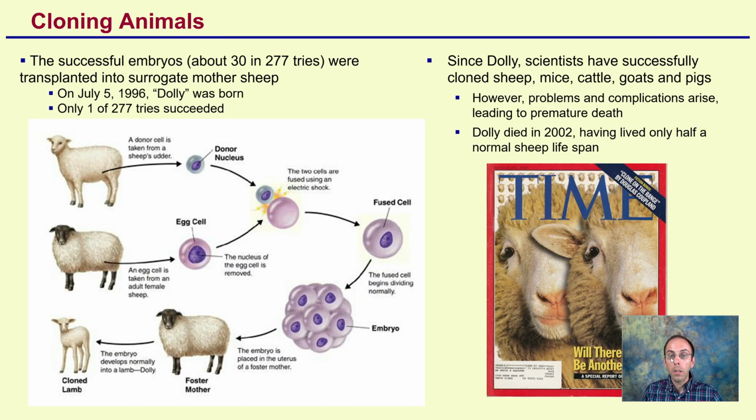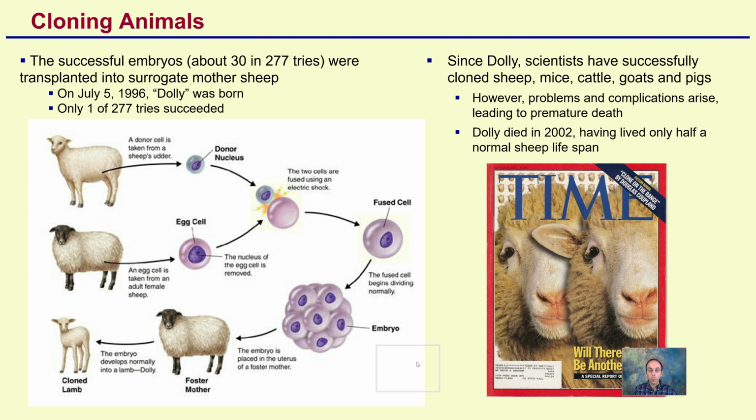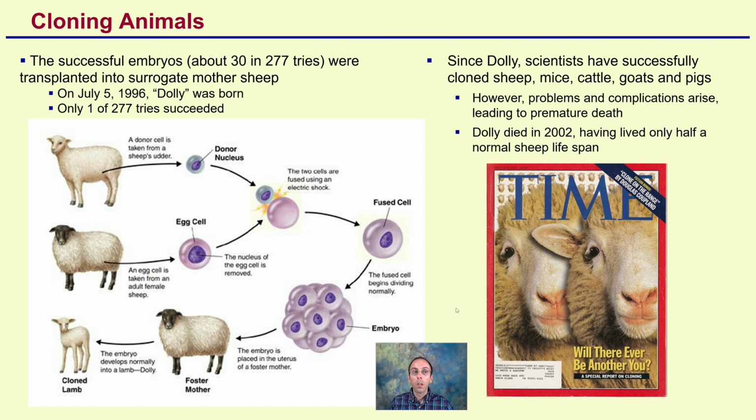However, this has other cases and implications. One example would be cloning of animals. So here's just an example of Dolly the sheep. How was Dolly the sheep clone produced? Well, it's through this kind of concept of gene therapy. Now, the successful embryos, about 30 in 277 tries, so again, not a great percentage, were transplanted into a surrogate mother sheep. What did this process look like? So even though only 1 in 270 tries was successful, on July 5th, 1996, Dolly was born.